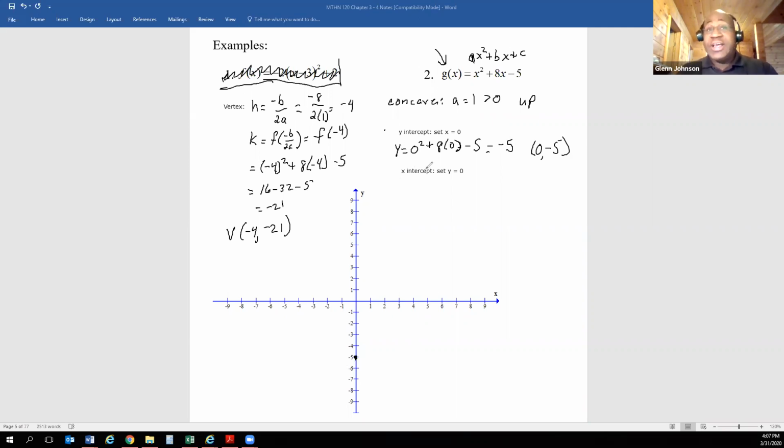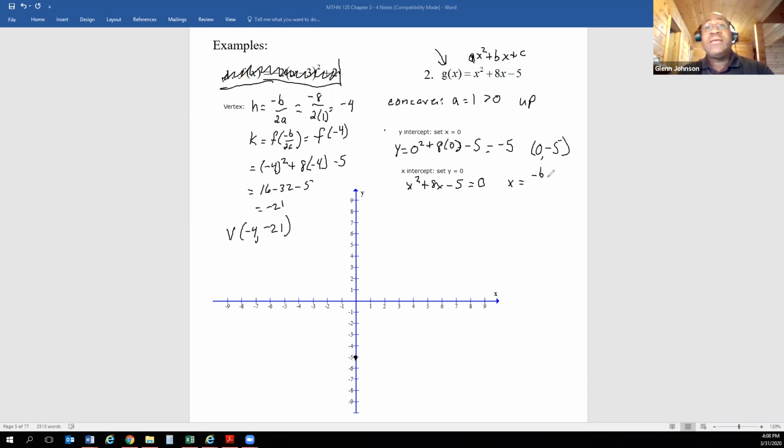For the x-intercepts, now here's where we have to set the whole function equal to 0. Now this is going to require a little bit of work here, because if we take the function x squared plus 8x minus 5, and we set that equal to 0, note that this function is not factorable. So since we can't factor it, we're going to have to use the quadratic formula. So recall the quadratic formula.